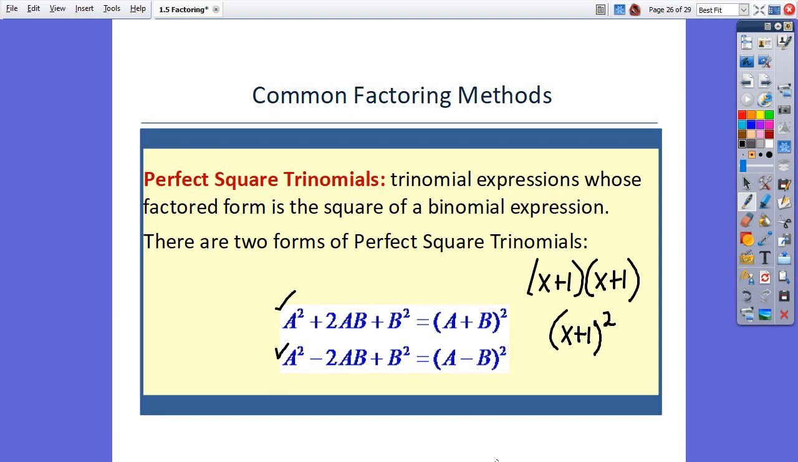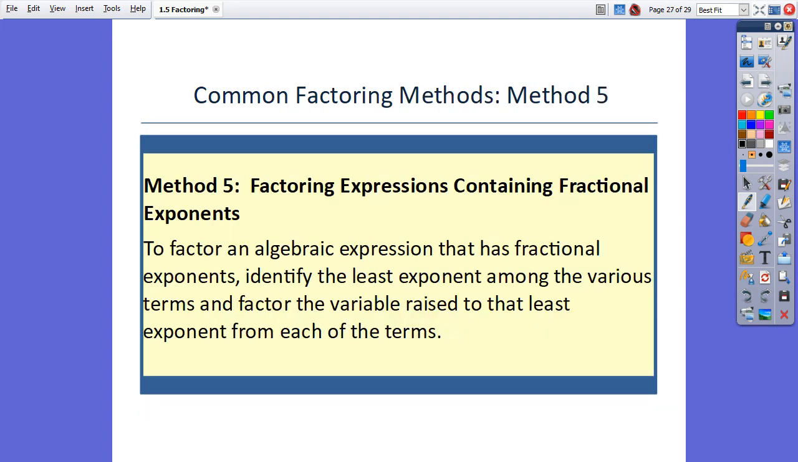Okay, the last one is factoring expressions containing fractional exponents. To factor an algebraic expression that has fractional exponents, we've got to identify the least exponent amongst them. Remember, we talked about the smallest exponent's the only one we can take out, and this is going to involve more of a GCF is what we have going on. And so we've got to identify what variables are common and how many can I take out.